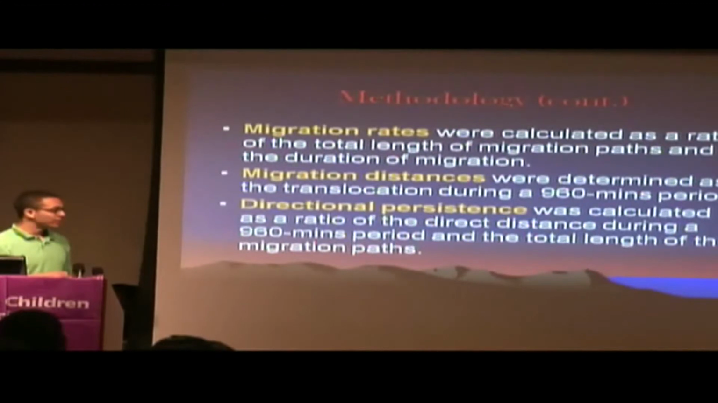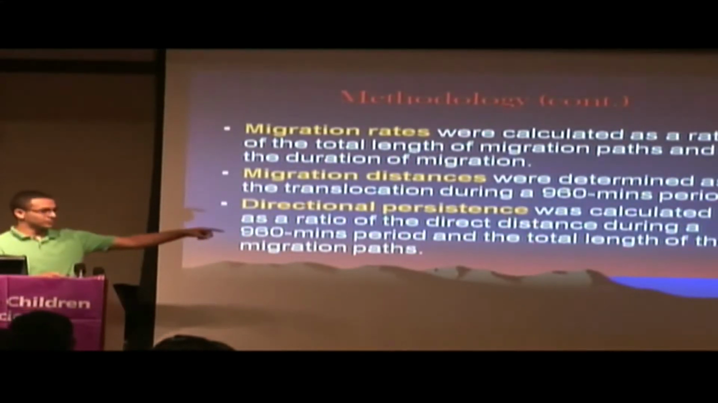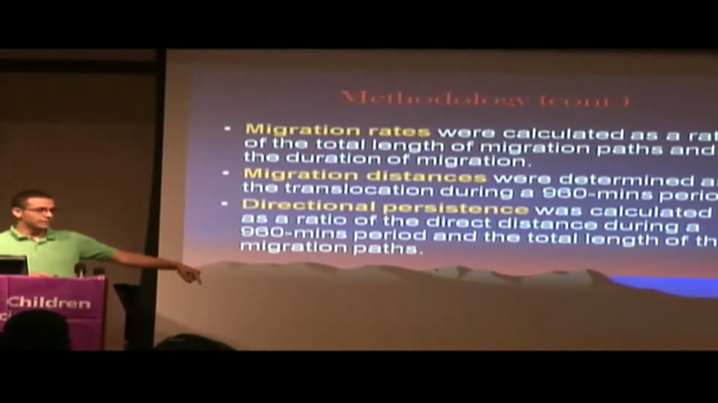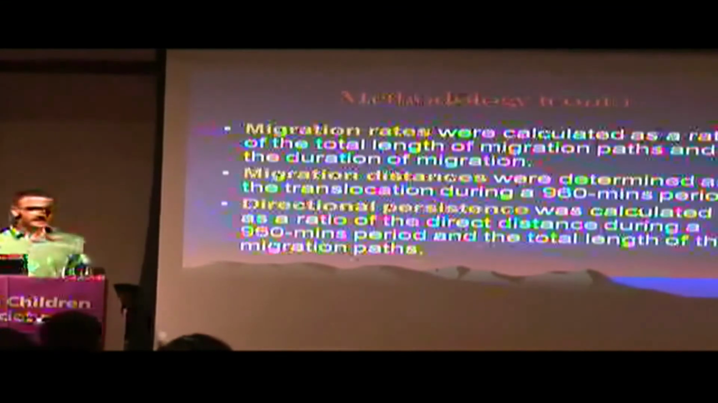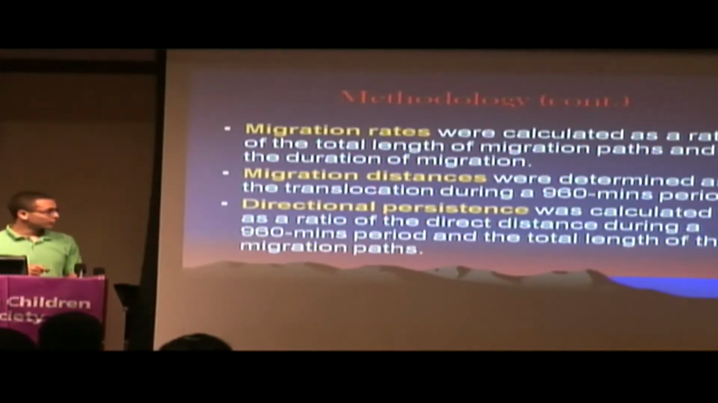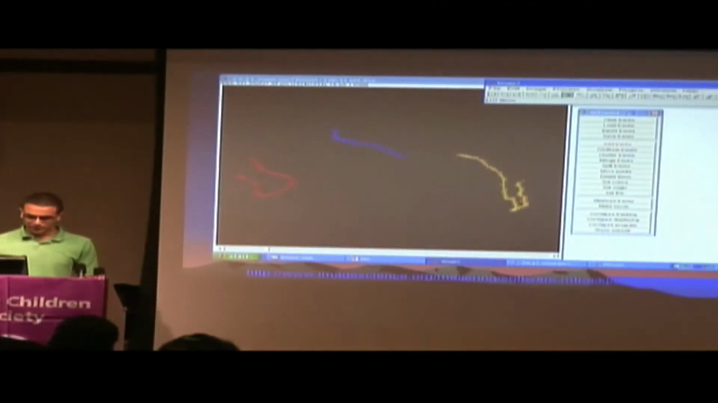So if it started at point A and ended at point B, showing the next slide, it wasn't the actual path of the cell, but more of the actual distance that it moved. So for example, if I ran across the room and came back halfway, my translocation would be from here halfway because it's just final minus initial. And directional persistence was calculated as the ratio of direct distance over the total length of the migration path.